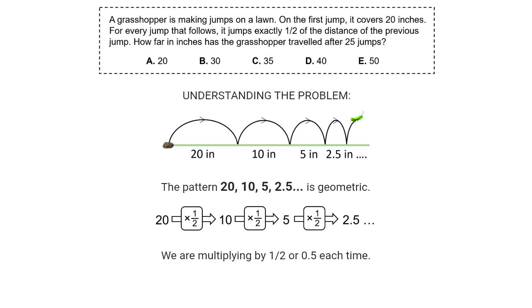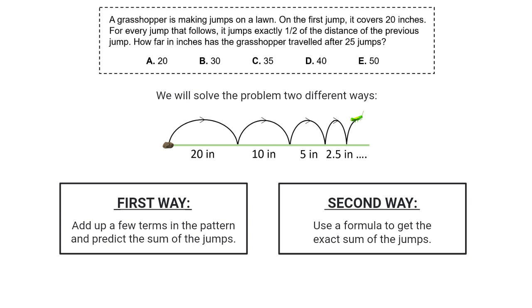So what you're looking at right now is an overview of the grasshopper's behavior. For every jump that follows, it jumps exactly half of the distance of the previous jump. So you can see that it's going from 20 to 10 to 5, etc. So it's dividing by 2. But once again, when you're dealing with a division sequence, you can re-express it as a multiplication sequence by a fraction. So dividing by 2 is the same thing as multiplying by 1/2. So we have a geometric sequence where the common ratio is 1/2 or 0.5. So we need to know the total distance in inches that the grasshopper has traveled after 25 jumps.